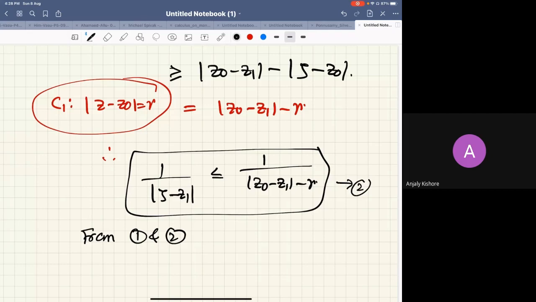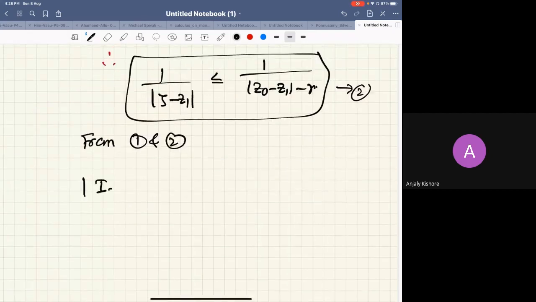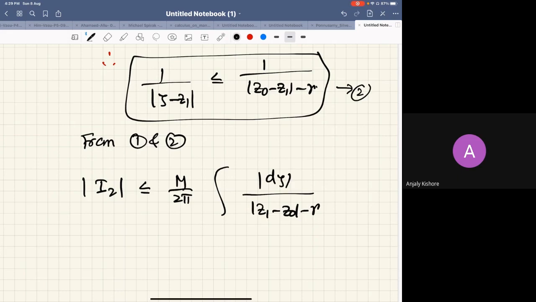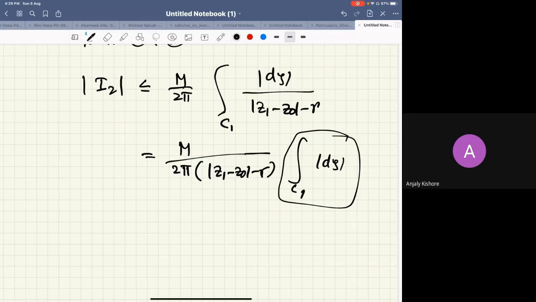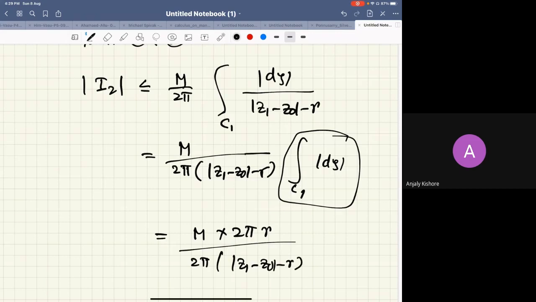From 1 and 2, we can write that modulus of I2 is less than or equal to m by 2 pi integral of mod dz by modulus of z1 minus z0 minus r. This quantity I will take out. So this is m by 2 pi into modulus of z1 minus z0 minus r, times integral over C1 of mod dz. This is nothing but the length of the curve. So this is m into 2 pi r by 2 pi into mod z1 minus z0 minus r. Now as r goes to 0, this goes to 0.